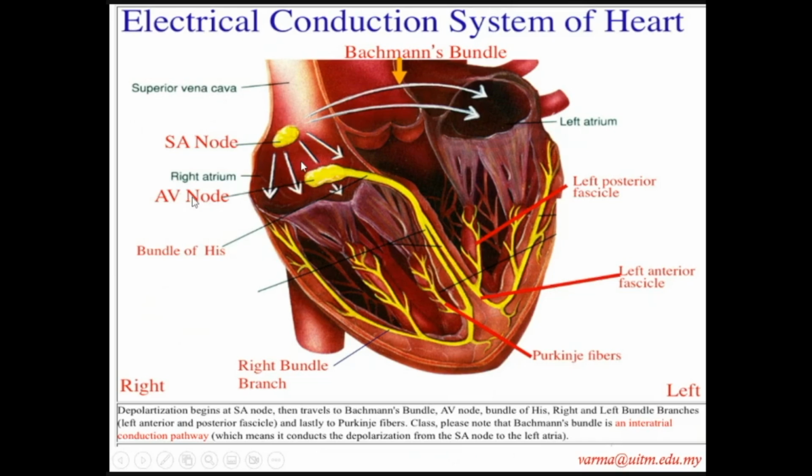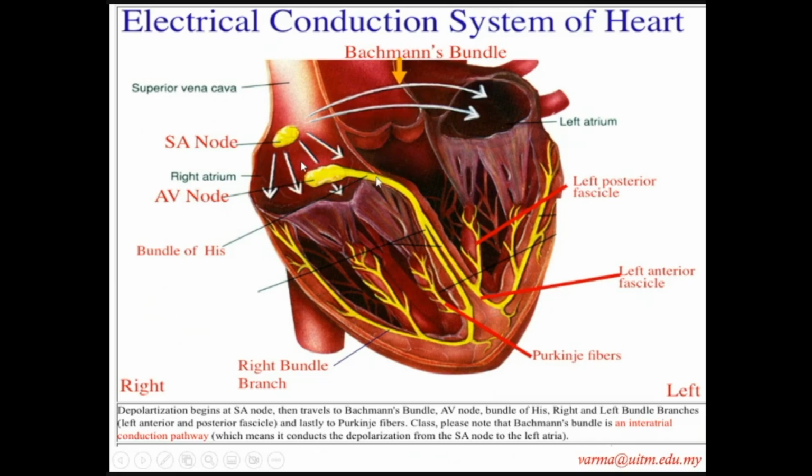Then we have the AV node, which is situated in the interatrial septum. Interatrial septum, not interventricular septum. Between the two atria, near the AV valve. This is the tricuspid valve. This is the mitral valve. It's situated in the interatrial septum between the AV valves.